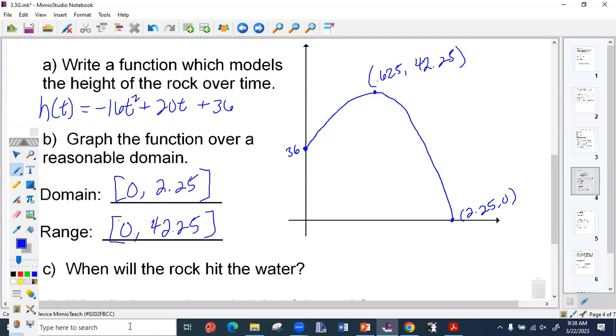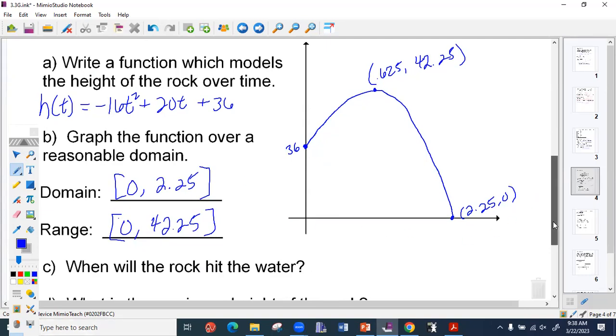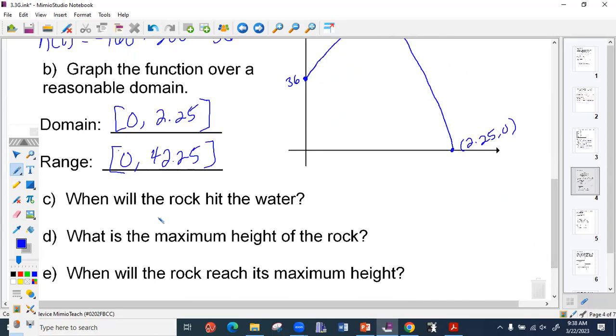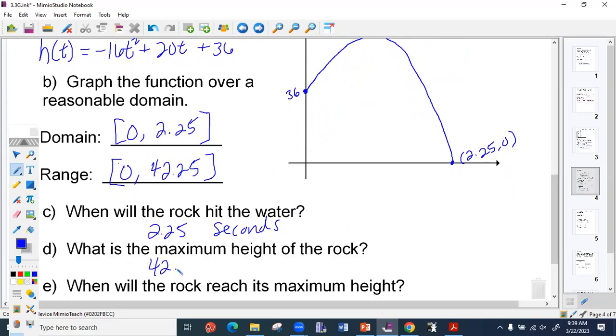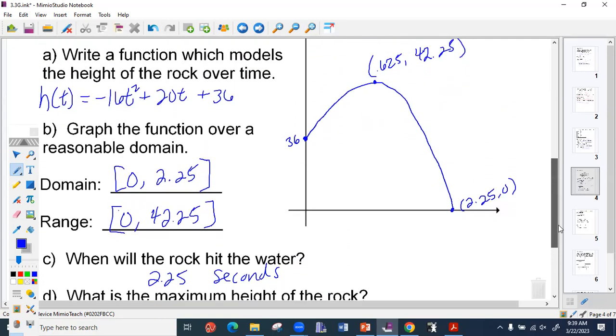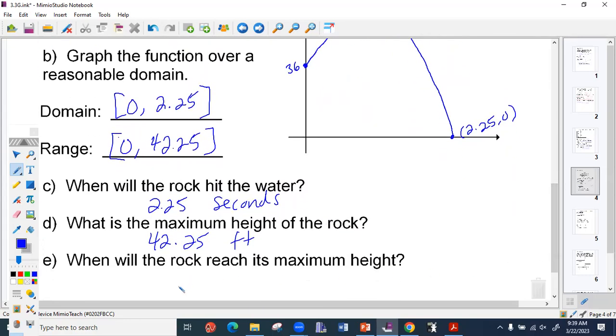Okay. All right, now it's asking us, when will the rock hit the water? Well, when does the rock hit the water? So at 2.25 seconds. Then it says, what is the maximum height of our rock? There we go. And then it says, when will the rock reach its maximum height? So how long did it take me to get to my maximum height? 0.625 seconds. And bam. How do we feel? Not bad. Not terrible with the height formula? No. All right.